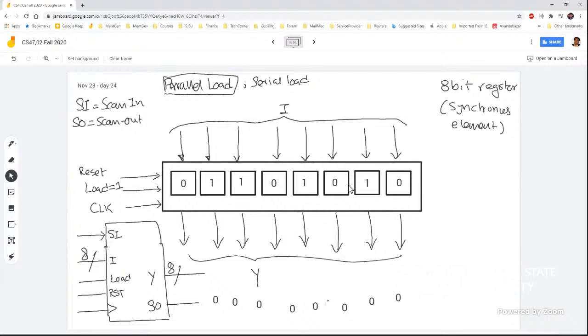Usually in this case, instead of load, it has something like mode, or M. Let's say M equal to mode. If M is 0, do nothing. Usually it is multi-bit, let's say 2-bit. If M is 1, then it is parallel load, and if M is 2, it is serial load.